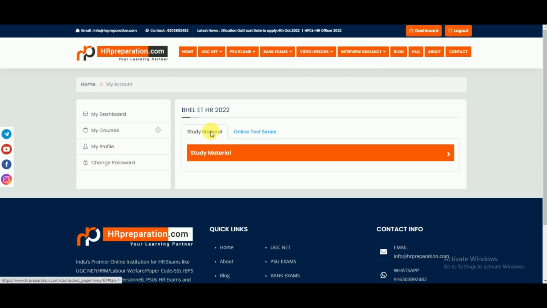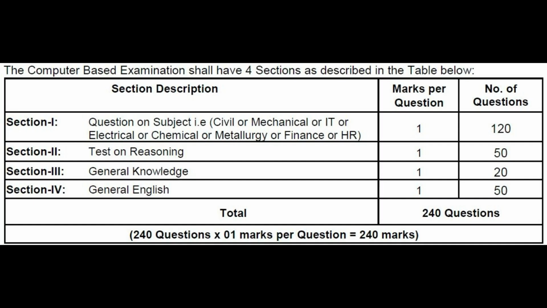Here you can find two different parts as said. This course consists of study materials and test series. This course is customized as per the exam pattern. According to BHEL, there are 4 sections. In the study materials, we provided ebooks of subject knowledge, section 2 and 4. Section 3 consists of test series only.